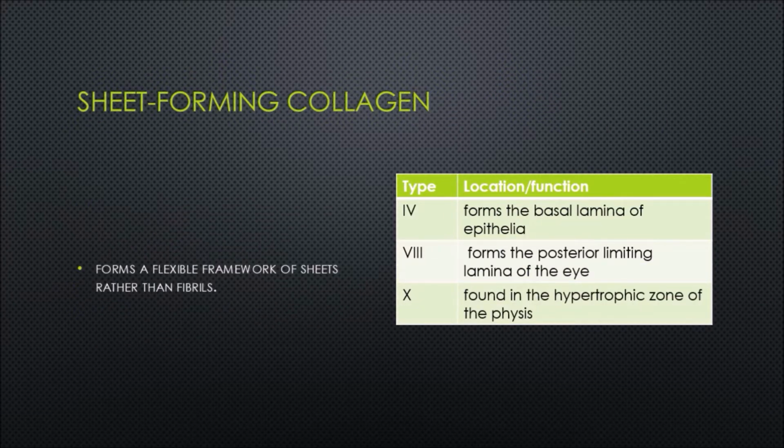So next are the sheet-forming collagens, and these form a flexible framework of sheets rather than fibrils. Included in these are types 4, 8, and 10. Type 4 forms the basal lamina of the epithelia. Type 8 forms the posterior limiting lamina of the eye, and type 10 is found in the hypertrophic zone of the physis.